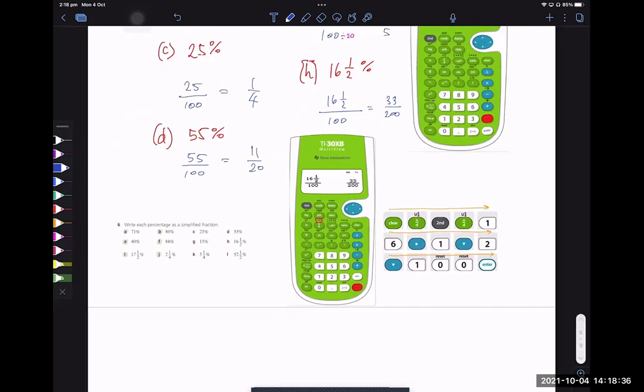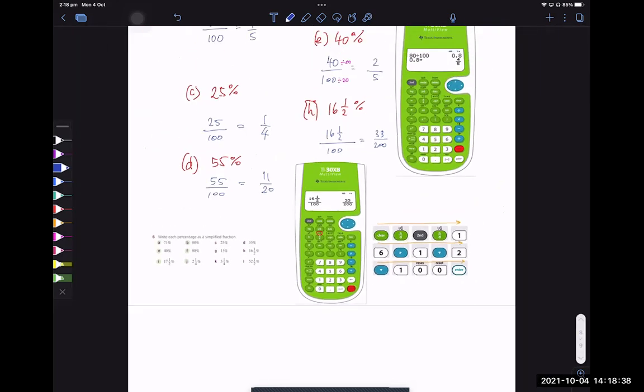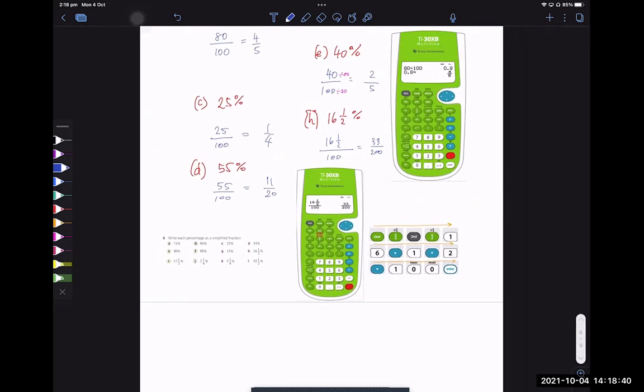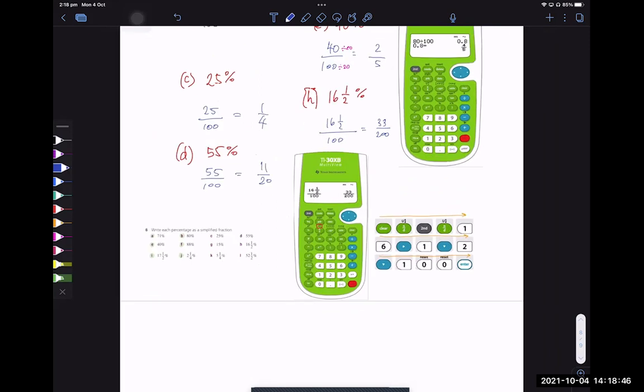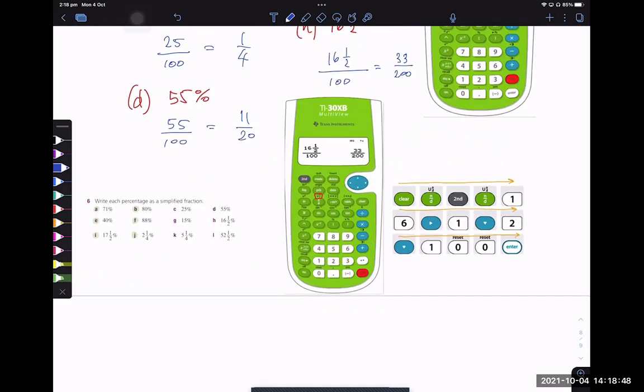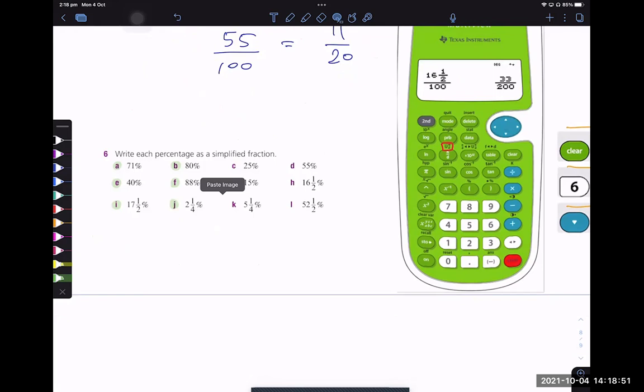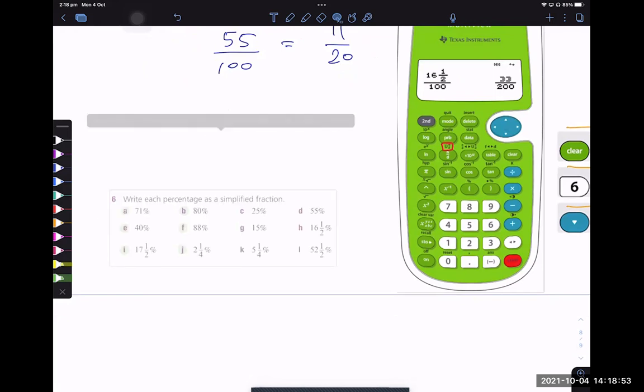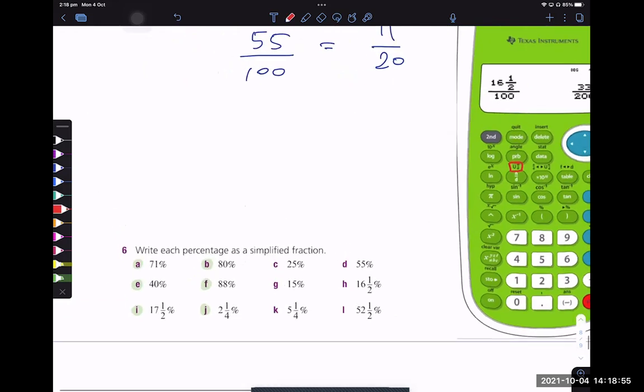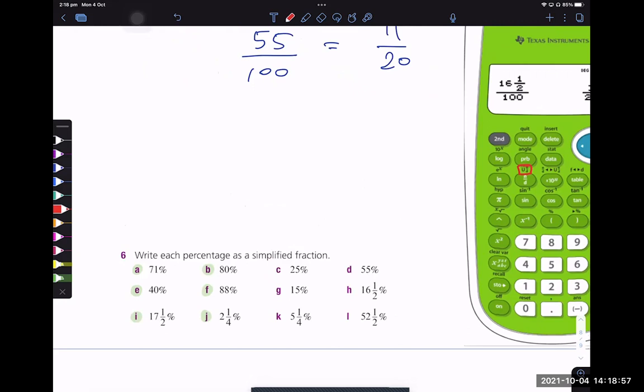Okay, can I get a thumbs up or a thumbs down if you understand how to use the calculator to do these questions? So can we do just one more so I can get it in my head? One more? Yeah, which one? Whatever. All right, let's do the last one.